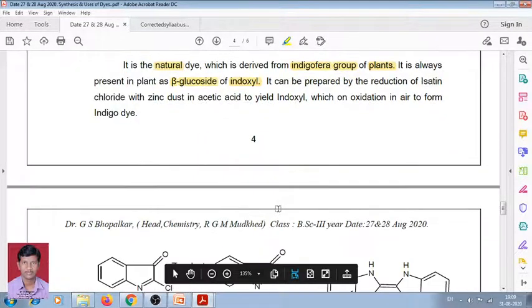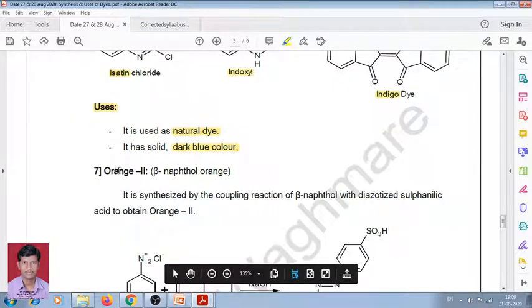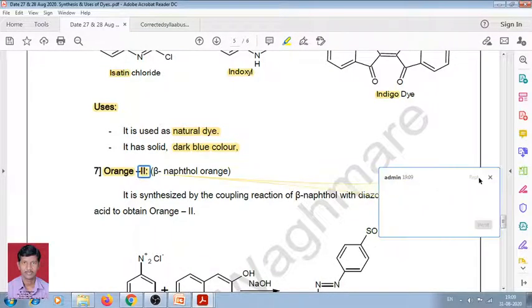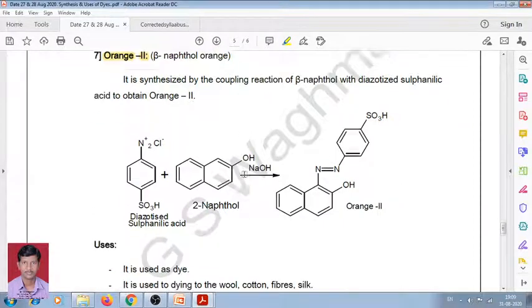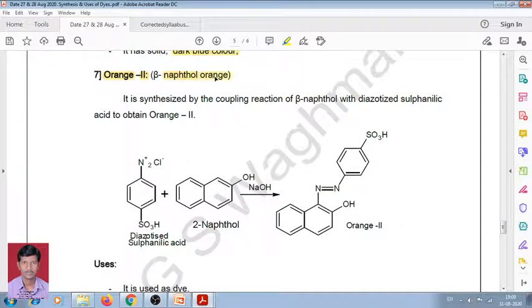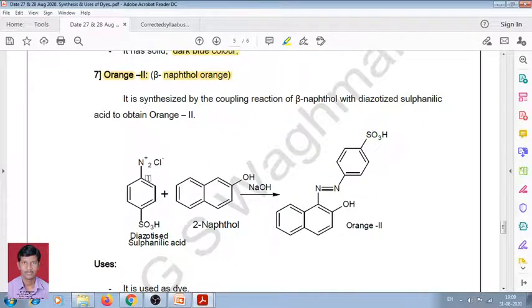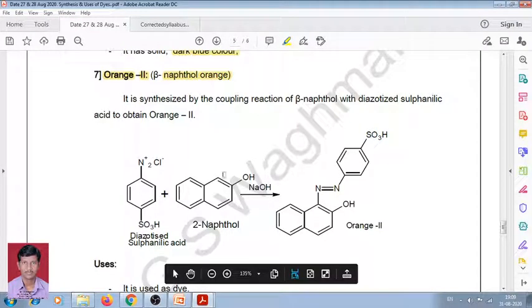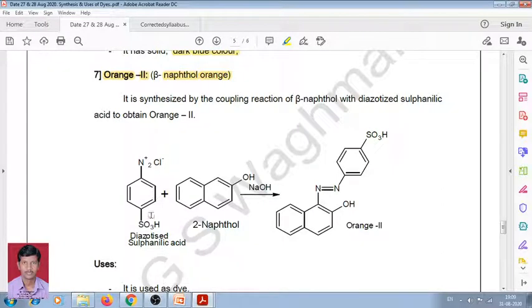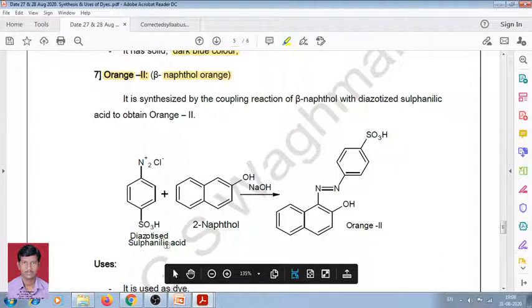Okay, now the next dye we have to learn, that is orange second, and this orange second is also called beta naphthol orange. This is another name of the orange second dye. Now how is it prepared? This is the structure of orange second dye, and this reaction is carried out by the coupling reaction between beta naphthol, this is beta naphthol, 2-naphthol means beta naphthol, with diazotized sulfanilic acid, because N2 positive charge and Cl minus means diazotized sulfanilic acid.